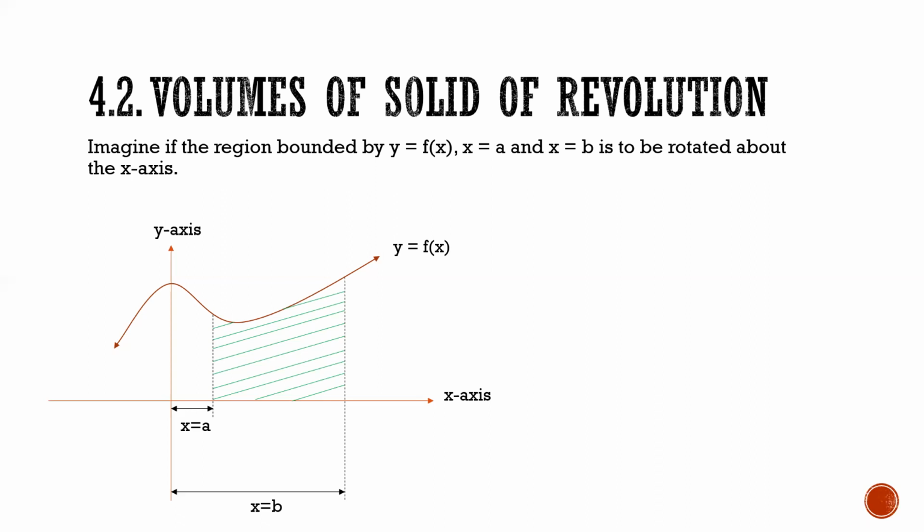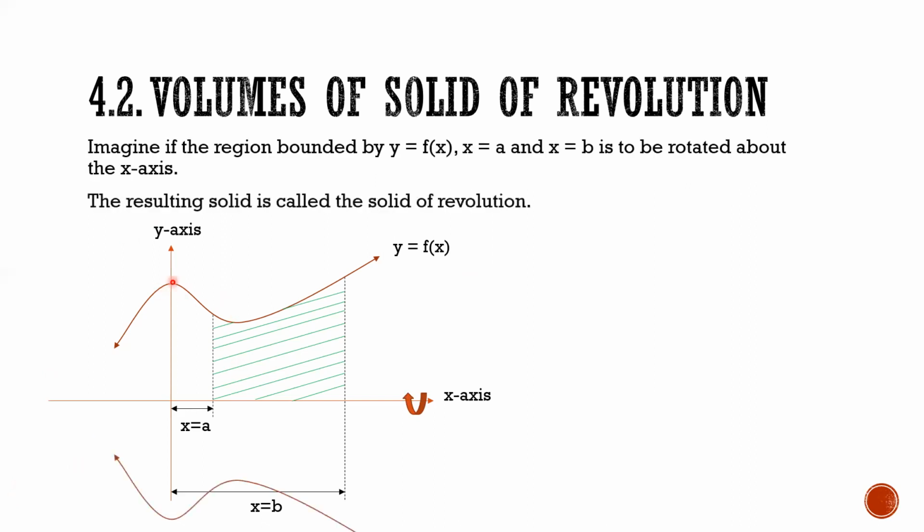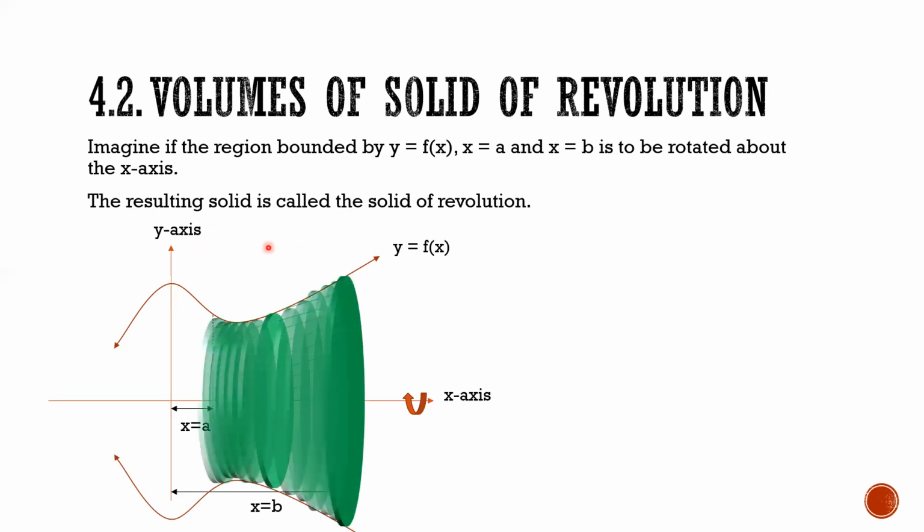So now, imagine if the region bounded by y is equal to f of x, x equals a and x is equal to b. So practically, this is similar to the region we have discussed in the previous application. But this time, we will rotate this region about the x-axis. So if we would rotate that about the x-axis, the resulting solid is called the solid of revolution. So this is going to be that particular solid.